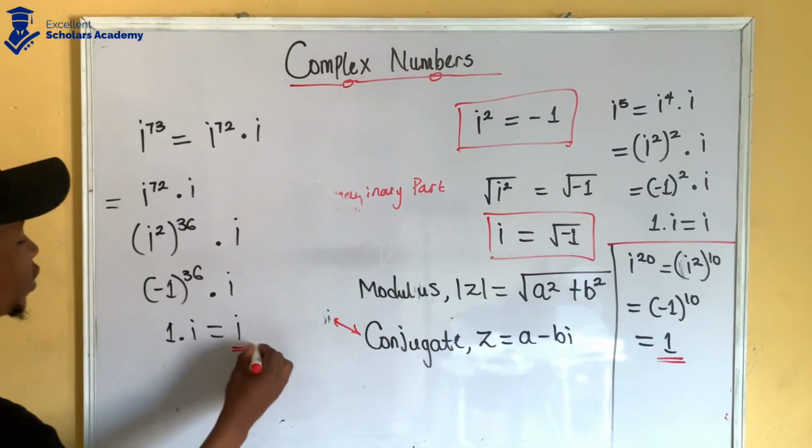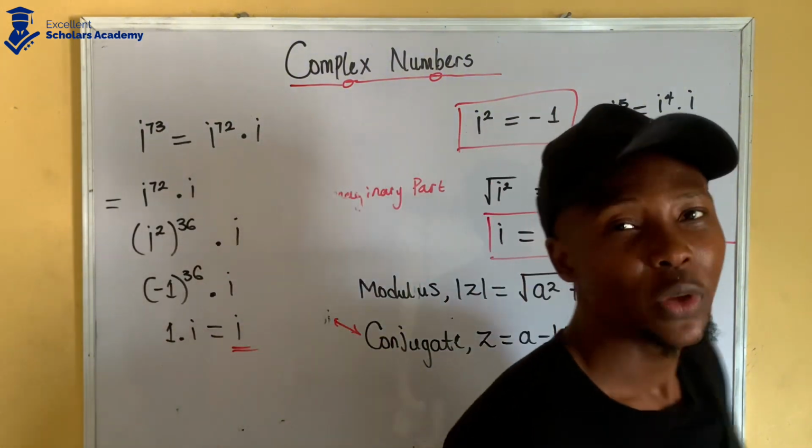So i to the power of 73 gives us what? i.